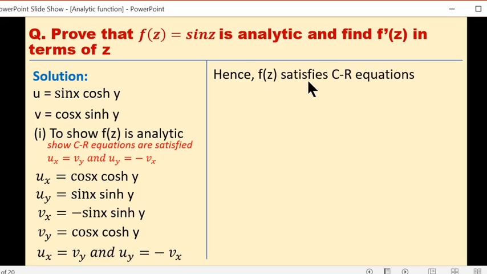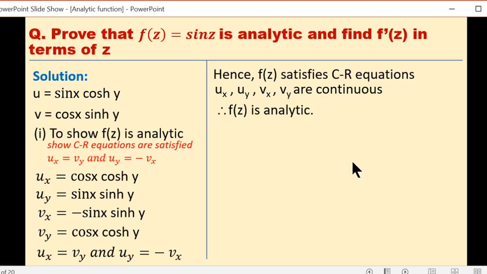Okay, so this means our Cauchy-Riemann equations are satisfied. So f of z satisfies the Cauchy-Riemann equations. The next condition: all the four partial derivatives have denominator 1, so they are continuous. Okay, so that means our f of z is analytic. Did everyone understand this part? First part, f of z is analytic. Yes, okay. Now we have to go for the second part.